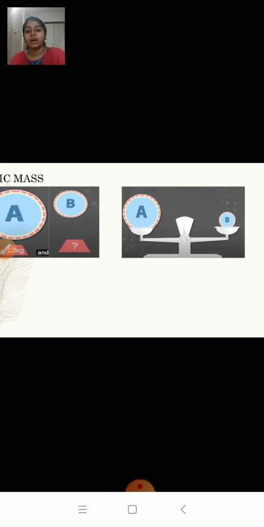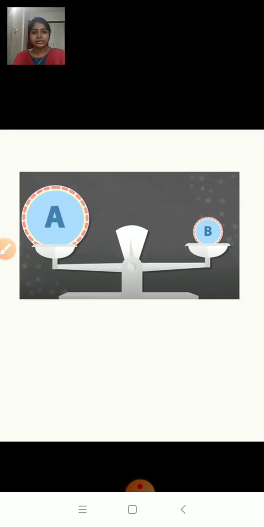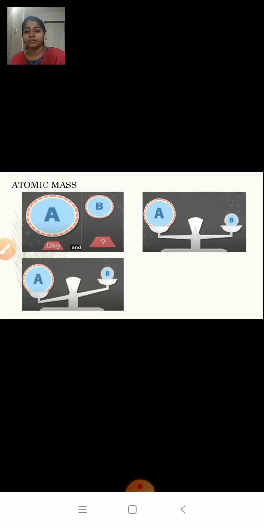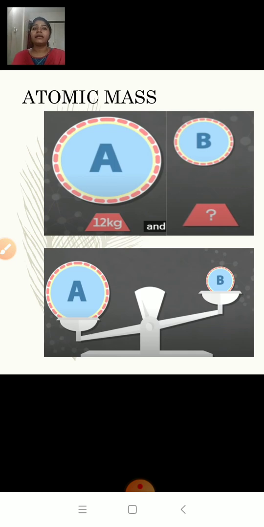Now what we will do, we have a weighing balance. We will place object A and object B on either side of the balance. Let us see what happens after placing them. You can see that it is clearly visible that object A is heavier than object B, right? So now what do we need? To find the weight of object B, we need something smaller in weight to compare it.